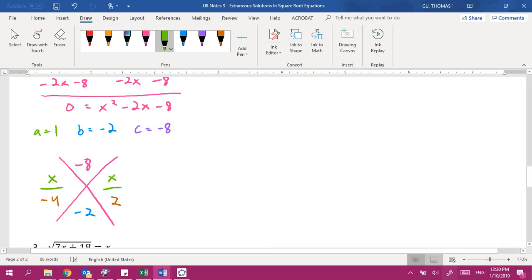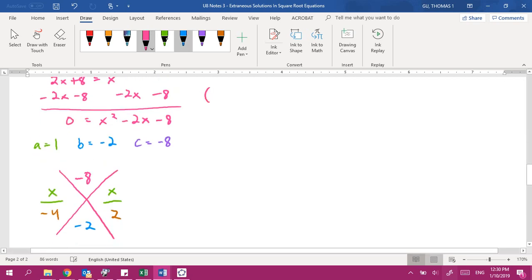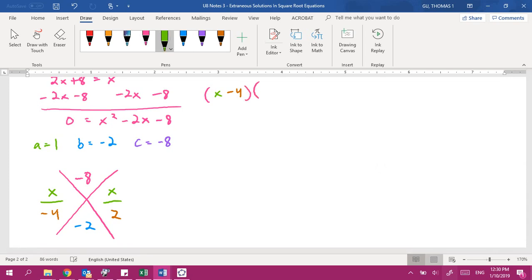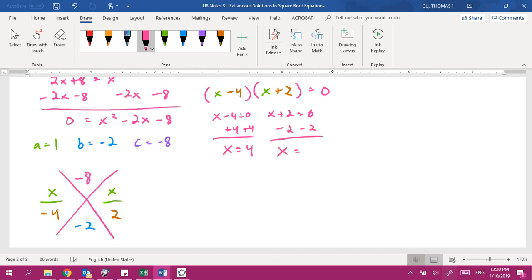So it's already simplified? Right, it's already simplified, so what are my two factors? x minus 4 and x plus 2. So if you solved it out, you'd have x minus 4 equals 0, x plus 2 equals 0. I'm just showing this because people who want to see this video maybe need to see it. Okay, x equals 4, x equals negative 2.